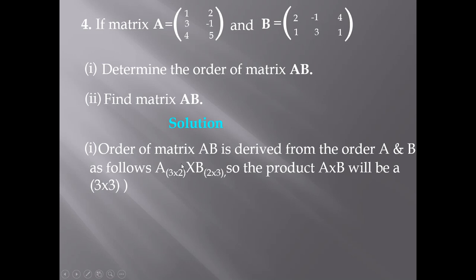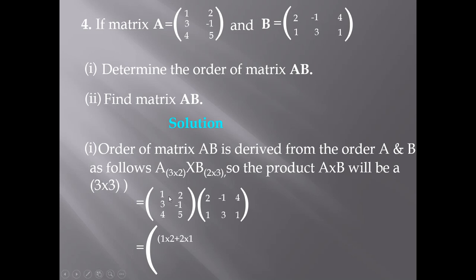Why? The number of columns in the first matrix should be equal to the number of rows in the second matrix. And the product A times B will now be, see this figure that is here, a 3 by 3 matrix. So our multiplication should give us a 3 by 3 matrix. So we can now proceed with our multiplication using the same approach, row by column.